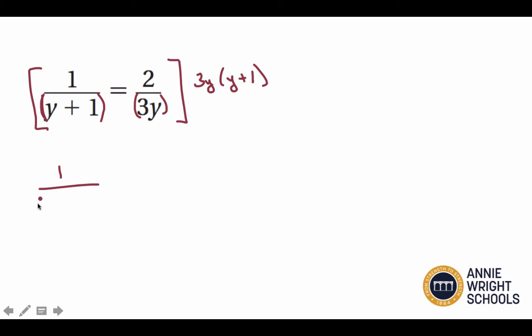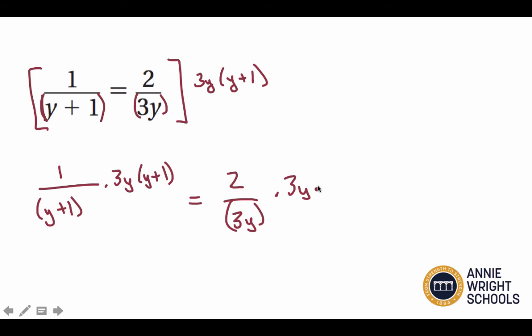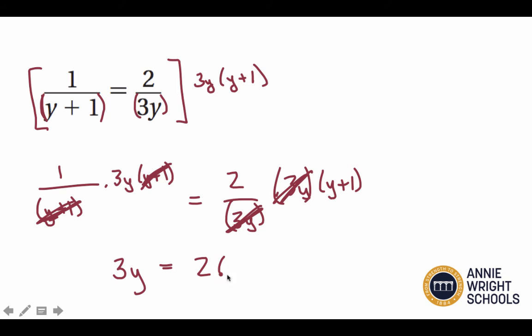Now, when I multiply 1 over y plus 1 times 3y times y plus 1, and I multiply 2 over 3y by 3y times y plus 1, what happens here is the y plus 1 cancels with the y plus 1. And here the 3y cancels with the 3y. And I get 3y equals 2 times quantity y plus 1.